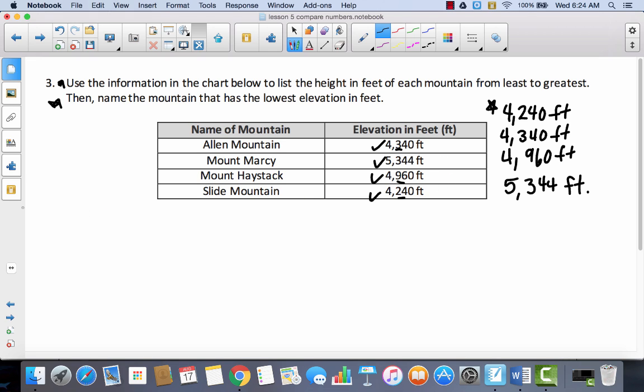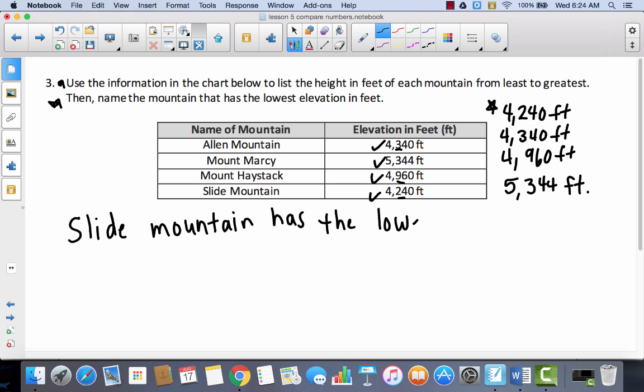So I'm going to write a sentence: Slide Mountain has the lowest elevation. And that just means that it's the lowest mountain. This would be the tallest, and this would be the shortest.